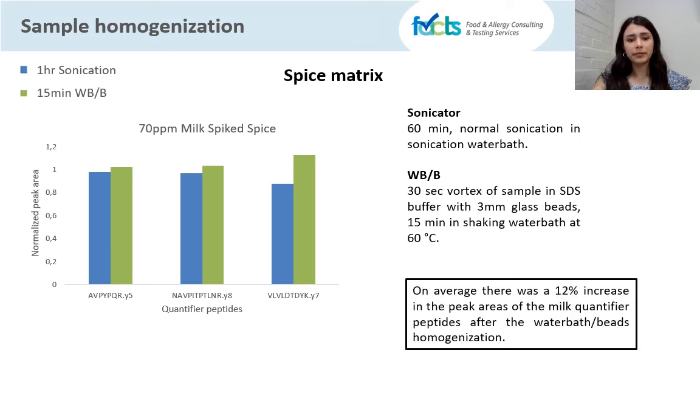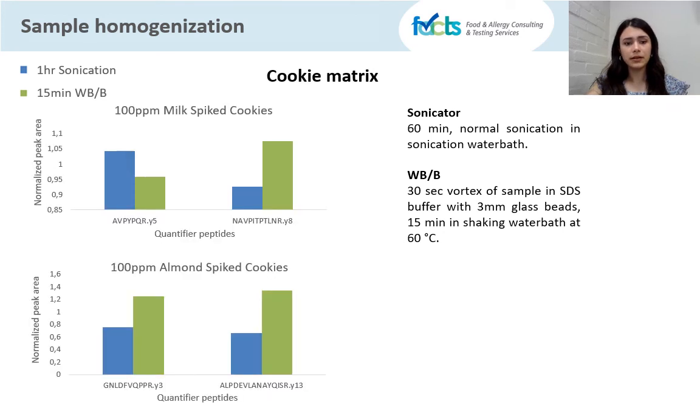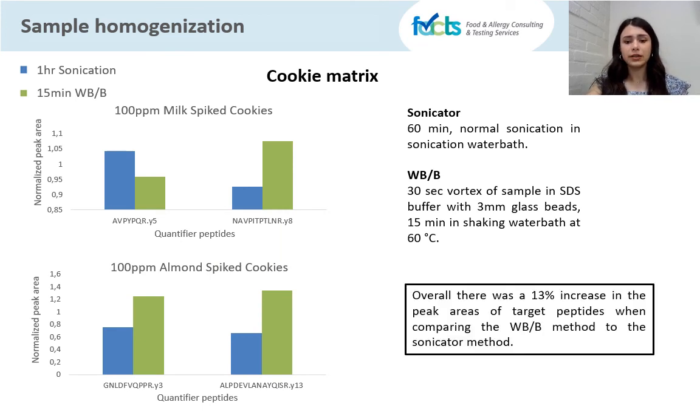A spice matrix containing 70 ppm milk showed similar results. The water bath and bead method managed to increase the peak areas of the milk target peptides by 12%. Similarly, the cookie matrix showed a 13% increase in peak area for almond and milk target peptides after homogenizing with the water bath bead method.